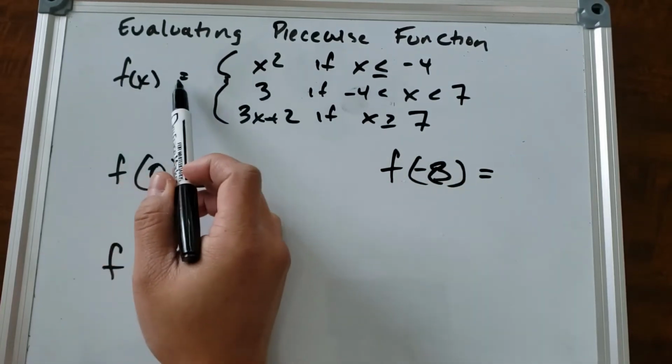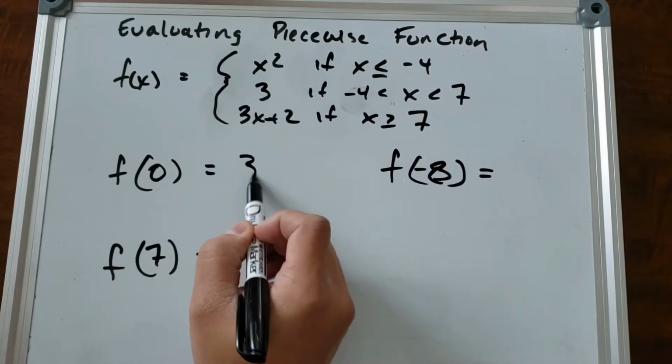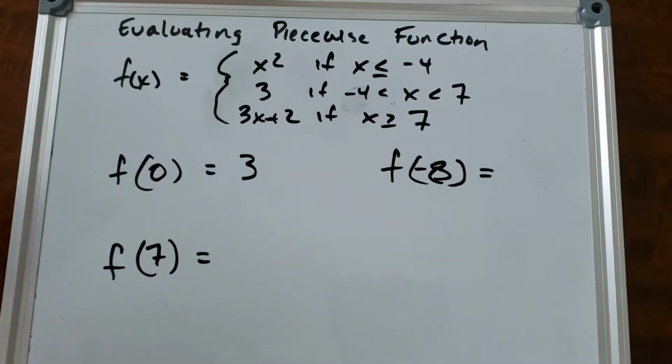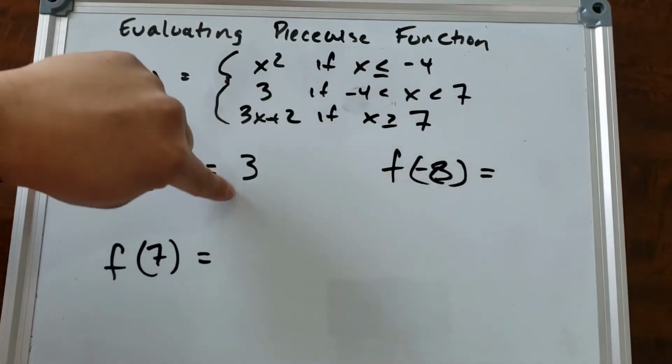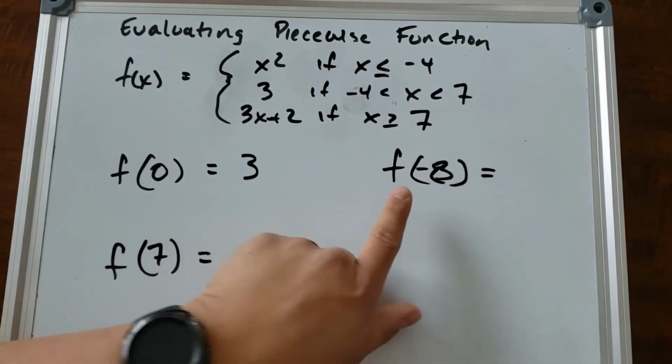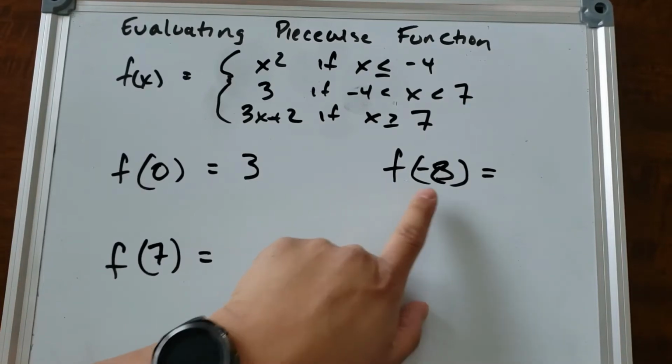And it tells me f of x is equal to what? Well, it's equal to 3. So in this case, I didn't need to do any calculations. I just know 0 is in between -4 and 7, and if it is, it tells me to spit out 3. Okay? The next one asks, well, what is f of -8?